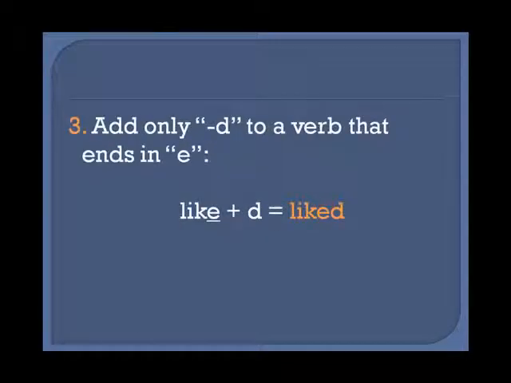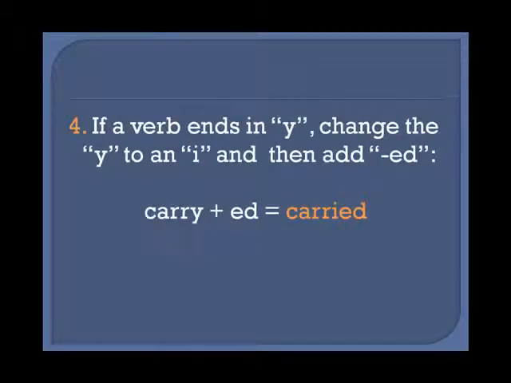Rule 3. Add only D to a verb that ends in E. For example, we'll add D to like and get liked. Rule 4. If a verb ends in Y, change the Y to an I and then add ed. For example, the verb carry. Before we add ed, we change the Y to an I and then we get carried.